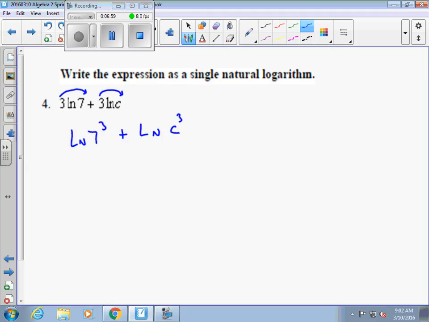Then, again, both of these have the same base, natural log, of 7 to the third plus the natural log of c to the third. So they're going to keep that natural log, and it's going to be 7 to the third times c to the third. This is written as a single natural logarithm.